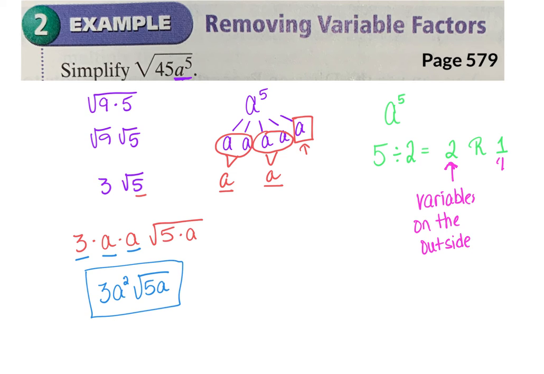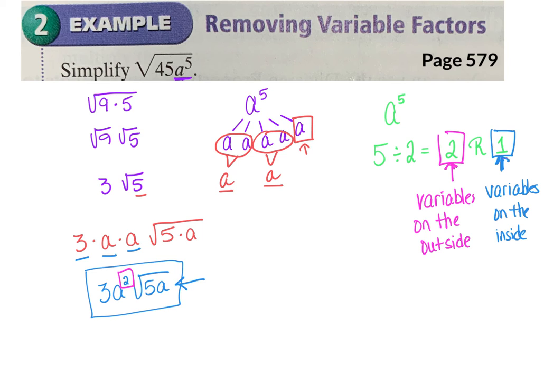And then the remainder will always represent the variables that are on the inside. And so you'll notice that I had 2, which is how many a's I had on the outside, and then I had 1, which is how many a's I had on the inside.